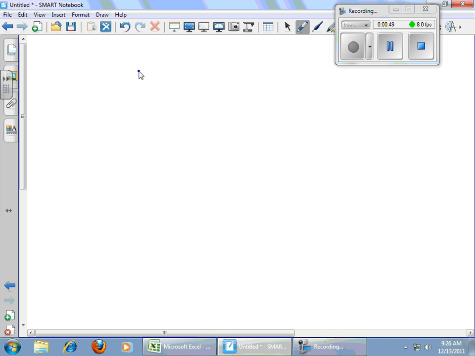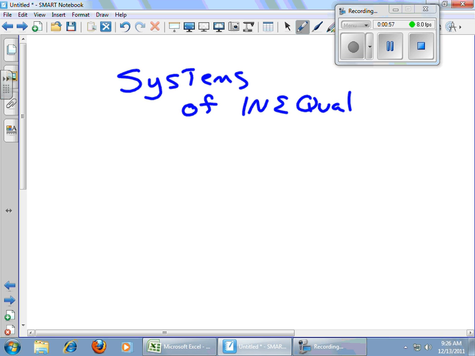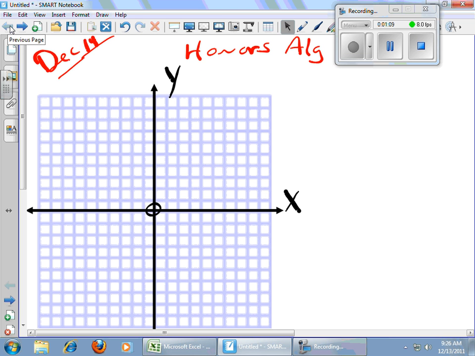Today we are graphing systems of inequalities. All that means is we're going to have two lines on the same graph. It's actually kind of cool. It visually looks really neat. So let's say we have a simple inequality like this.